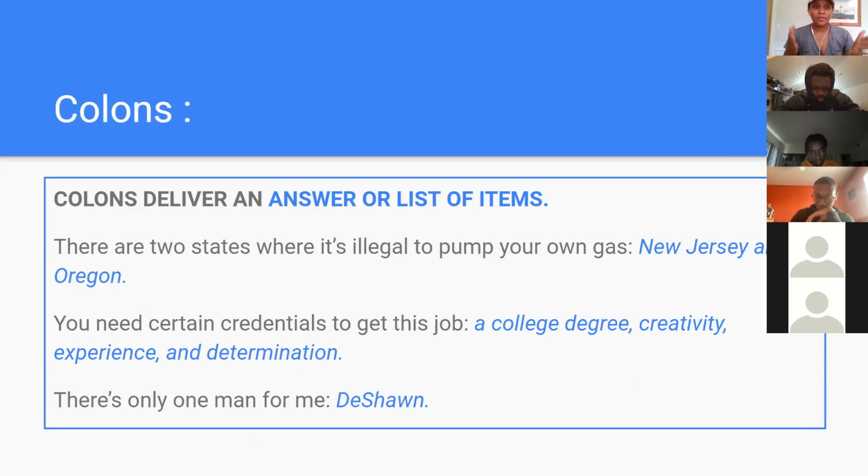So for example, the two states where it's illegal to pump your own gas: New Jersey and Oregon. That's true, by the way. All right, so if there are two states where it's illegal to pump your gas, what's the answer? New Jersey and Oregon. That's how you use a colon. It delivers an answer or a list of items, right?